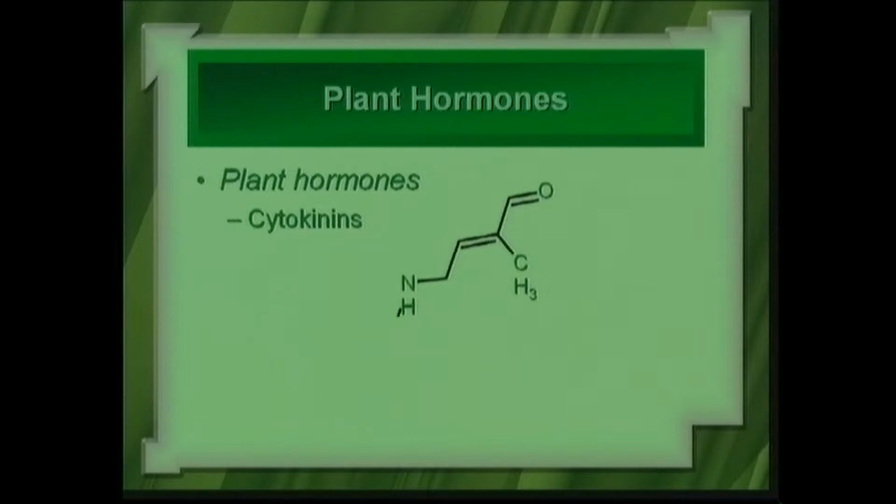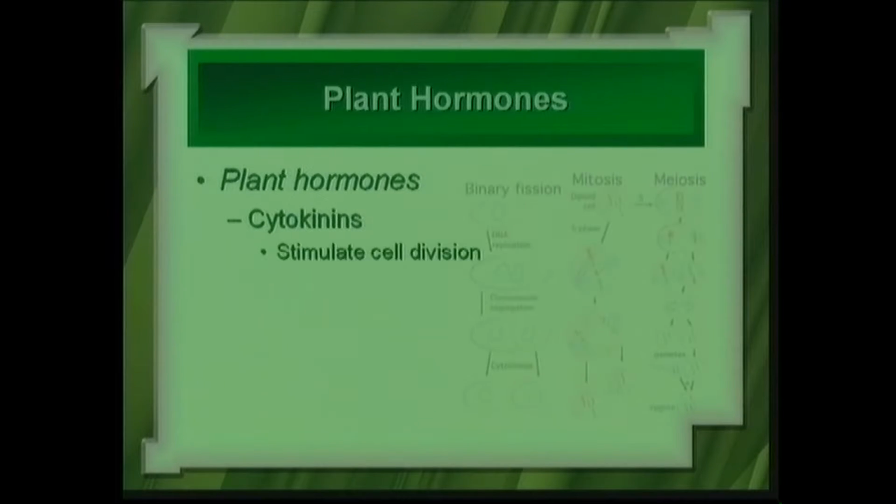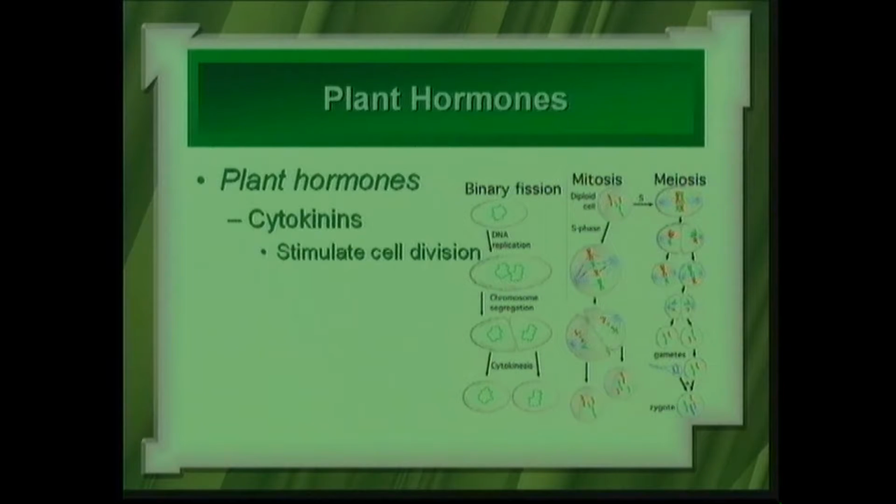Now another plant hormone is called the cytokinins. Here is a nice structure of a cytokinin. Cyto, of course, means cell. And what cytokinins can do is stimulate cell division. This is just a reminder of the different kinds of cell division that we talked about: binary fission, which bacteria go through, and mitosis and meiosis, which plants and fungi and animals and protists go through too, because we are of course made of eukaryotic cells. So cytokinins can stimulate cell division.